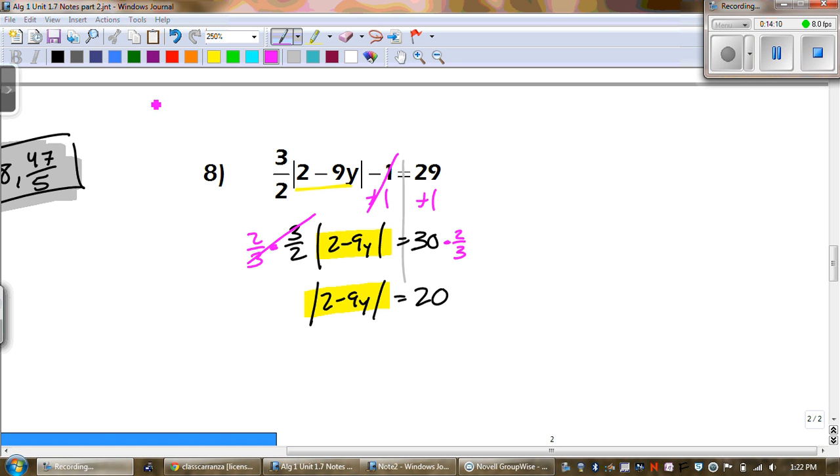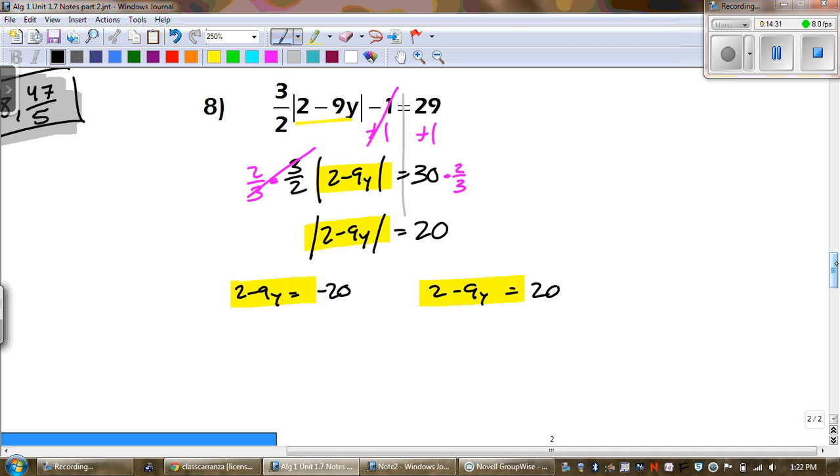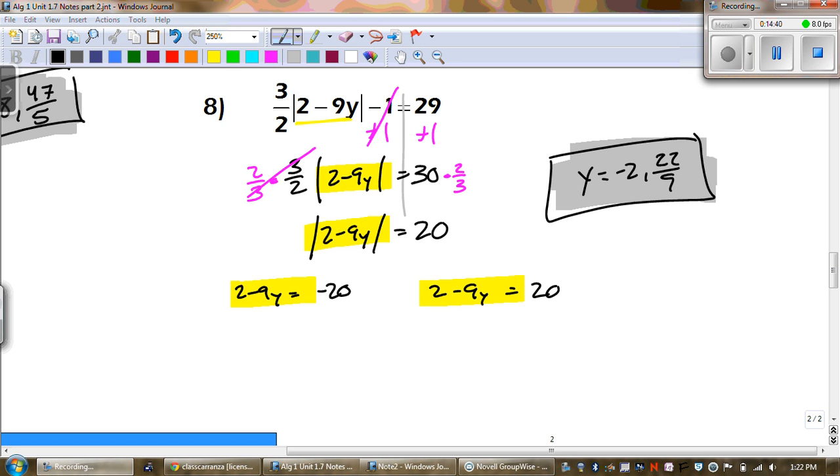Okay, did you guys get that far? 2 minus 9y equals positive 20. Well, now that we know it's got 2 answers, okay? 2 minus 9y equals negative 20, and 2 minus 9y equals positive 20. Okay? Why don't you guys go ahead and pause the video again and see if you can finish that up. Okay, and when you're all done, you should get y equals negative 2 and 22 over 9.